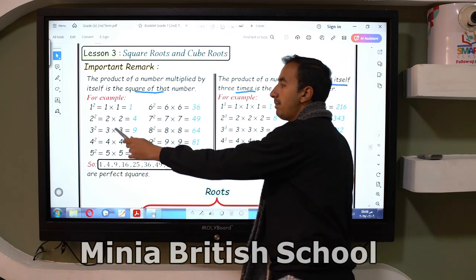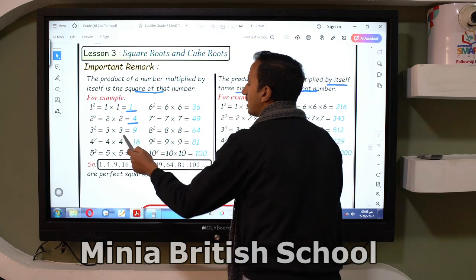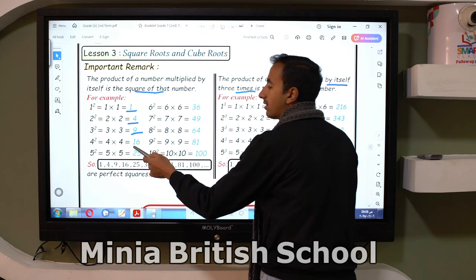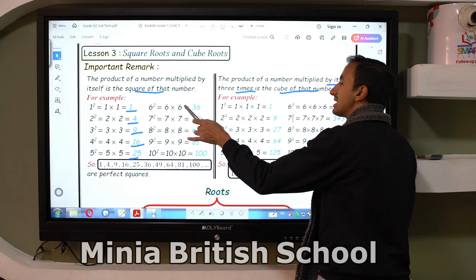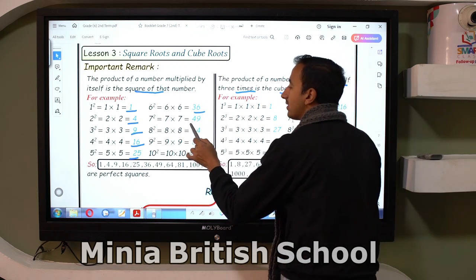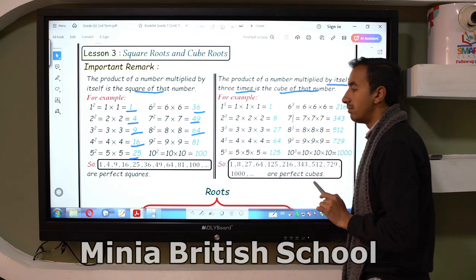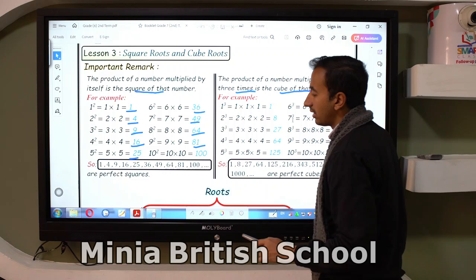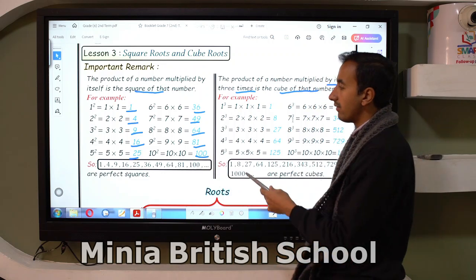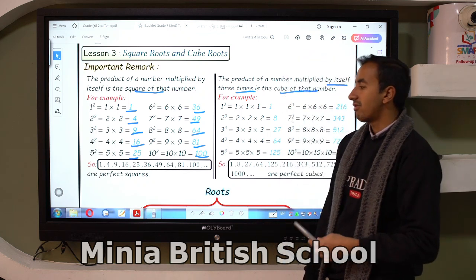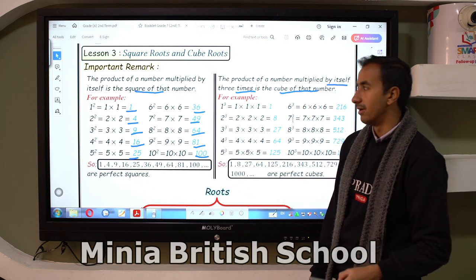So we have 1 power 2, 1 times 1, it will be 1; 2 power 2, 4; 3 power 2, 3 times 3 equal 9; 4 power 2, 4 times 4 equals 16; 5 power 2, 5 times 5 equal 25; 6 power 2 equals 6 times 6, 36; 7 power 2, 7 times 7, 49; 8 power 2, 8 times 8 equal 64; 9 power 2, 9 times 9 equal 81; 10 power 2, 10 times 10 equal 100. So we have 1, 4, 9, 16, 25, 36, 49, 64, 81, 100. All of them are perfect squares.